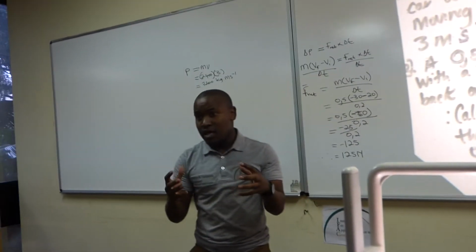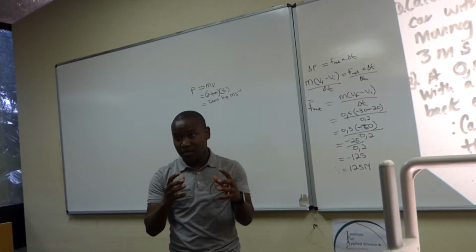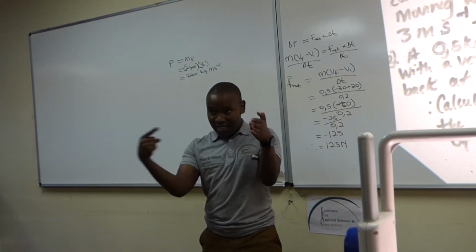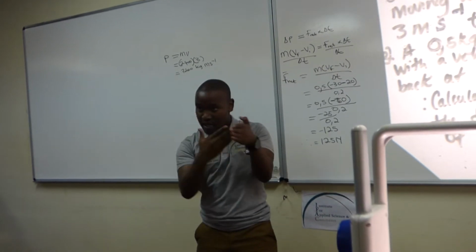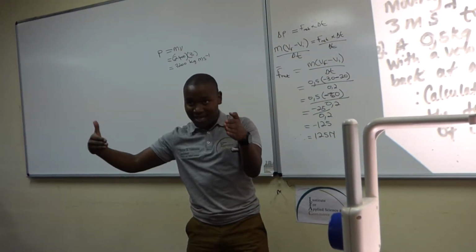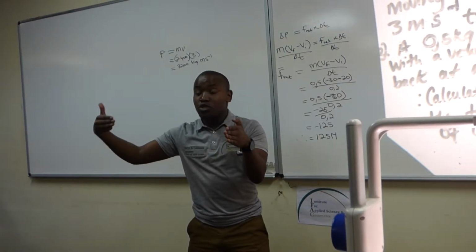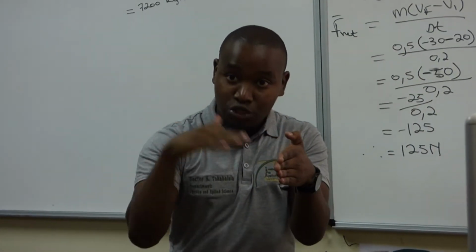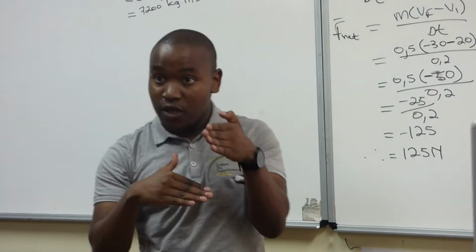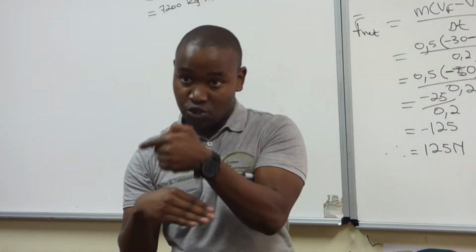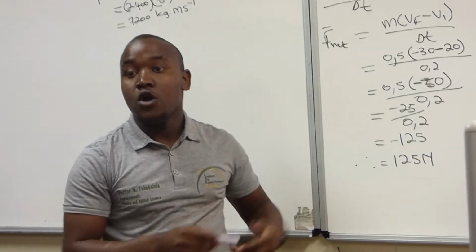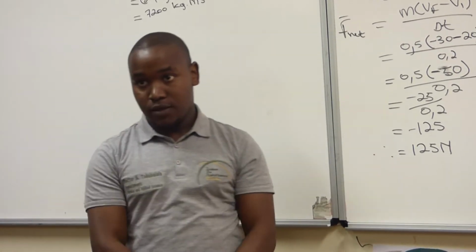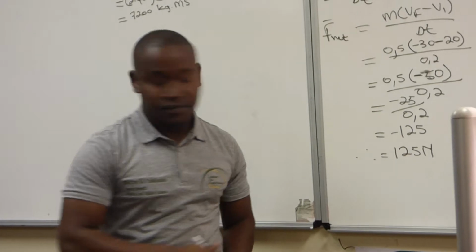Let's make sense of our answer. Do you all understand why our answer is negative? We are saying this direction is positive, it's towards the wall, and away from the wall is negative. Now, the ball is going to exert a positive force in this case because it's going this way. According to Newton 3, the wall is going to respond with a force. What will be the direction of that force? This way. That's why our answer will be negative. So you can just say here 125 newtons away from the wall. Do you all understand, guys?